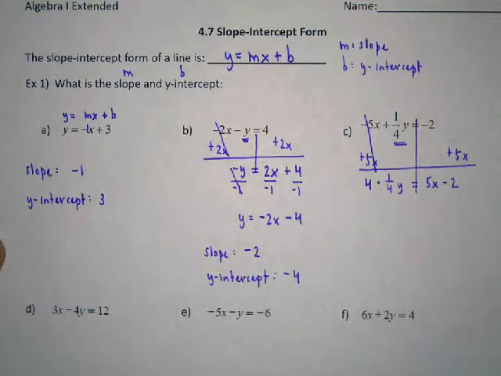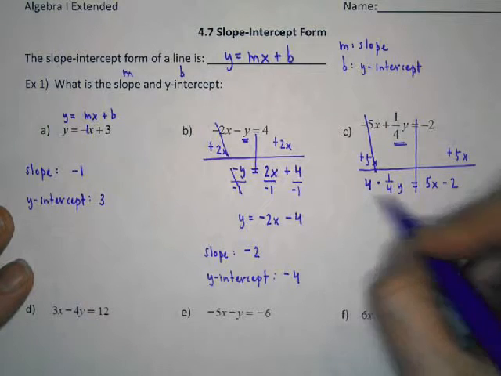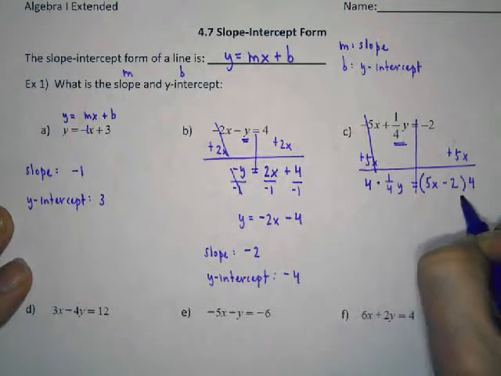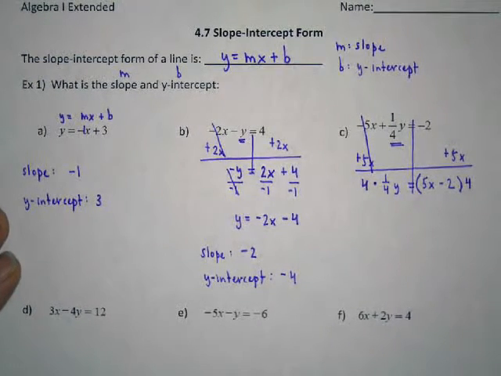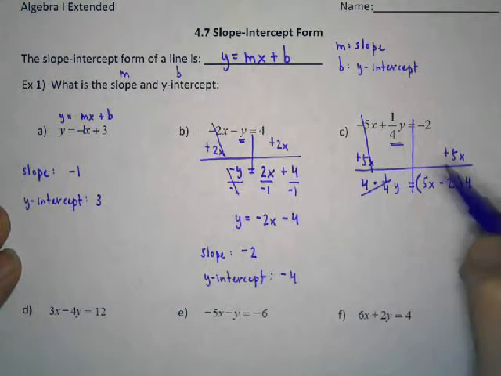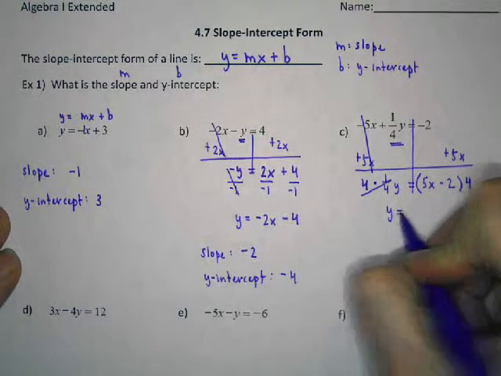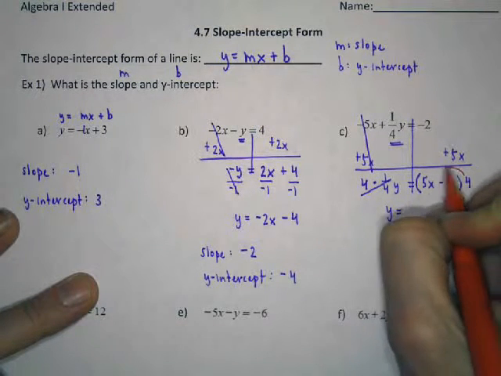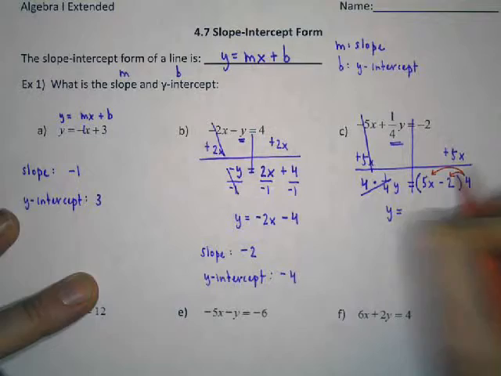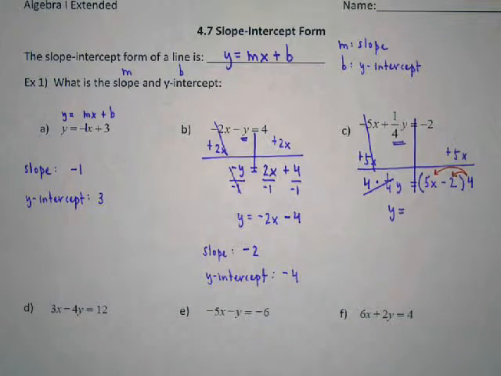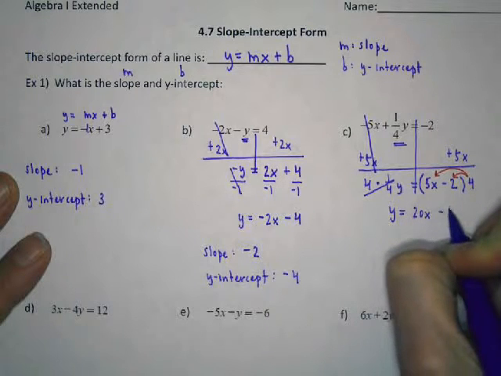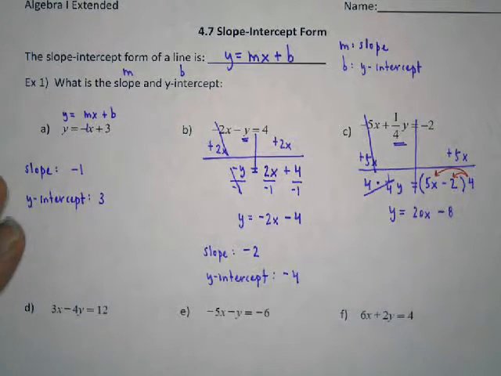And when I do that, I have to be a little bit careful. I have to multiply both sides by 4, but I need to make sure I multiply everything on the right side by 4, so I'm going to use parentheses there. So 4 times 1/4 is going to give me 1, so y is by itself. And now I need to remember that I need to distribute this 4 to both sides. So I'm going to get 4 times 5 is a 20x minus 8 is my equation.